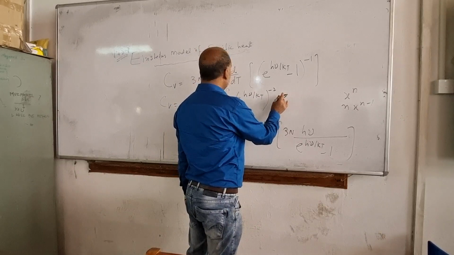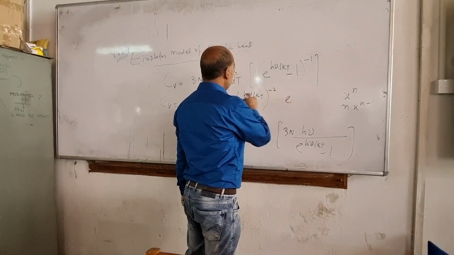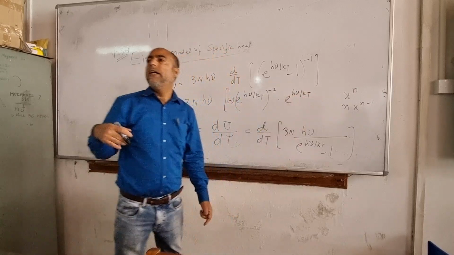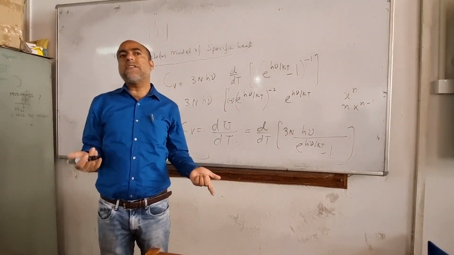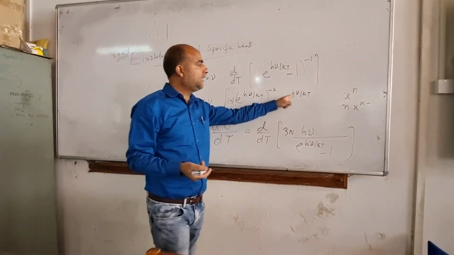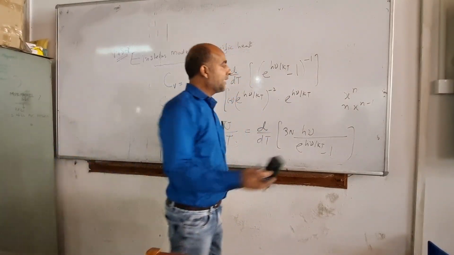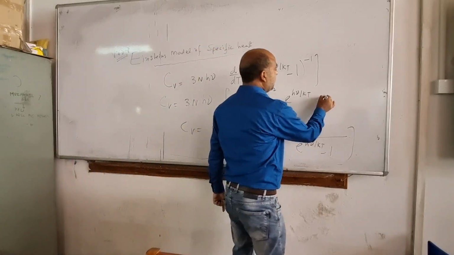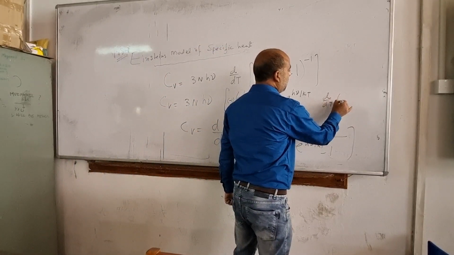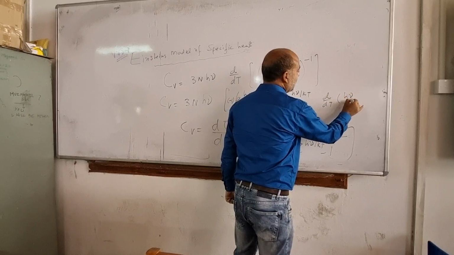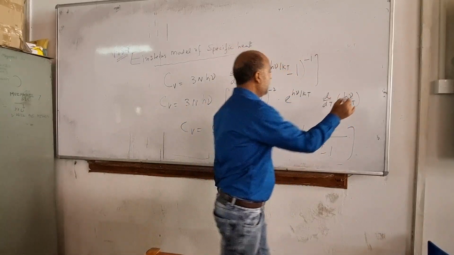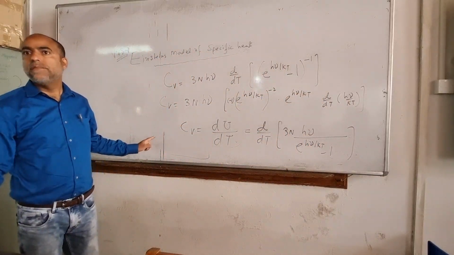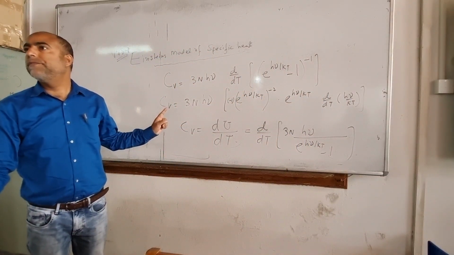But there will be internal differentiation of e raised power h nu by kt. It will be e raised power h nu by kt because differentiation of e raised power x is always e raised power x. But there is an internal factor. You will get another factor for the differentiation. That is this part. It will be d by dt of h nu by kt. Up to this point, are you following? Do you have any confusion up to this point?